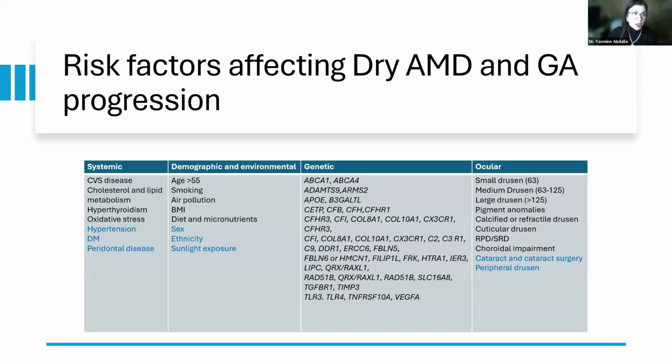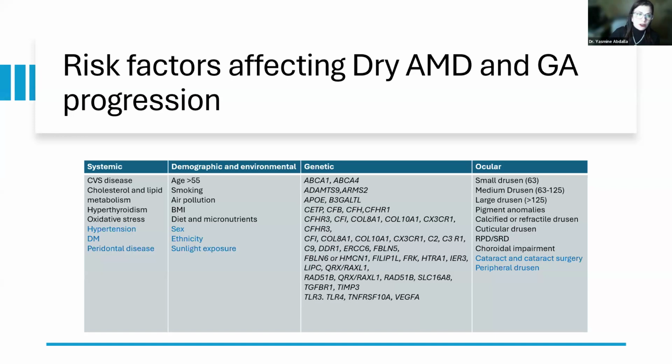So moving to more clinical things, I guess, the risk factors affecting dry AMD and geographic atrophy progression. So we all need to be aware of the risk factors. When you see a patient in your practice, you need to take some history. As we all know, some risk factors are modifiable and some are unmodifiable. In this table, the ones in black are the well-established risk factors, and the ones in blue are still under investigation or unclear risk factors.